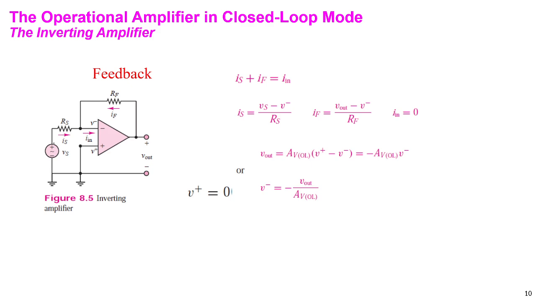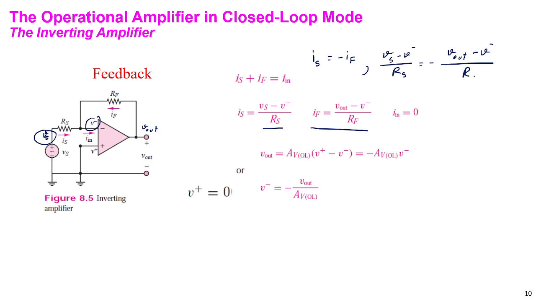And IS, what is IS? IS will be VS minus V negative, divided by RS. This is V negative, and this is VS here. And what is IF? IF would be V out minus V negative divided by RF, right? And these are equal but in negative term. So IS equals minus IF. It means that VS minus V negative divided by RS equals minus V out minus V negative divided by RF, like this.